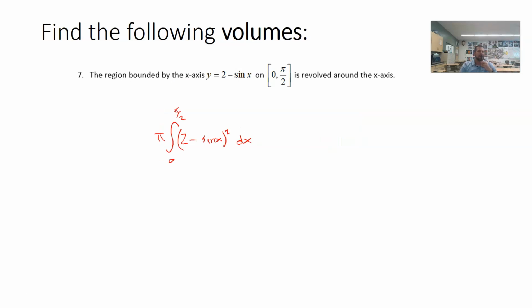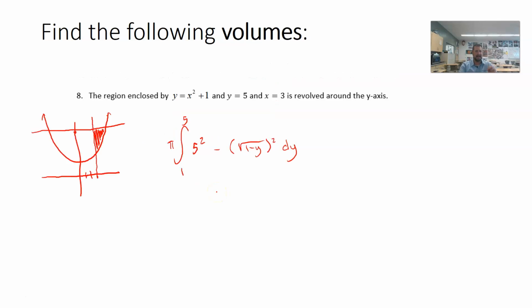Same on number 7. The only difference here is the interval is written a little bit differently. So you're going from 0 to pi halves. Doesn't change how you do anything. Again, the one thing that I see a lot of people miss when they do these problems is they forget the pi that goes on the outside.